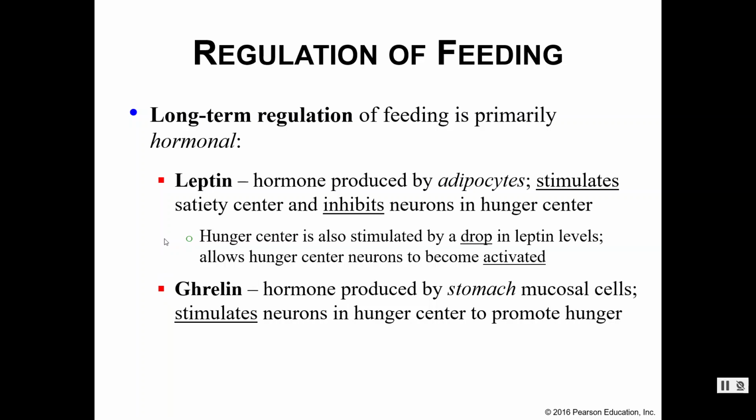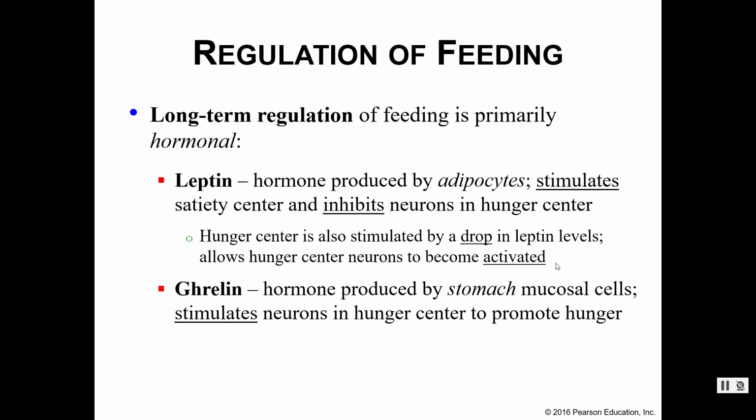Leptin is responsible for stimulating our satiety centers. It is produced by adipocytes themselves. Satiety basically means fullness. These inhibit the neurons in the hunger center. So basically, if you are secreting leptin, it tells your body that you're full. If you drop your levels of leptin, this allows your hunger center to become activated again, and that's one of the ways that we know we are hungry.